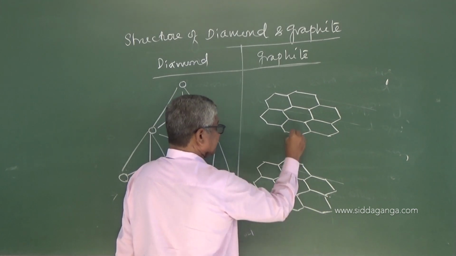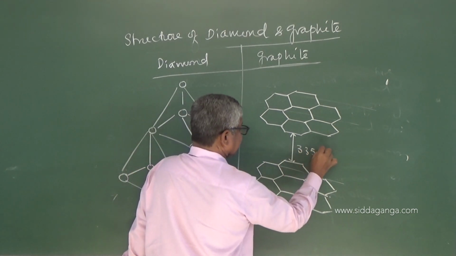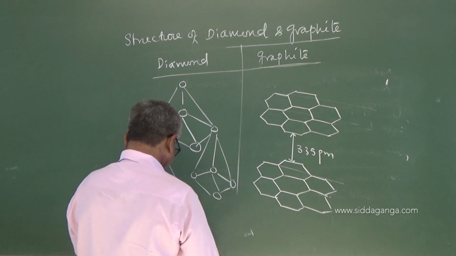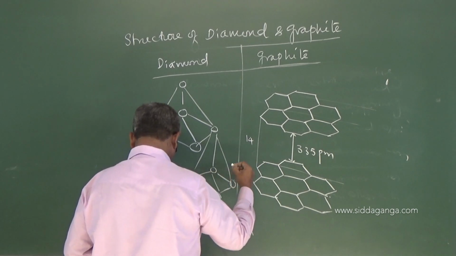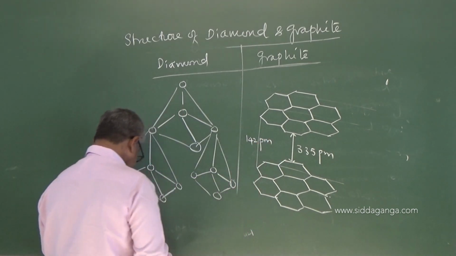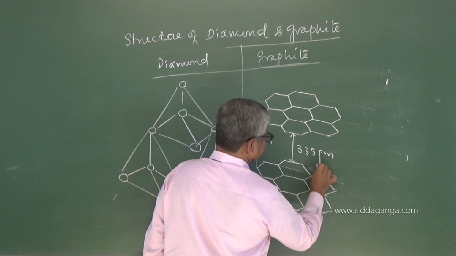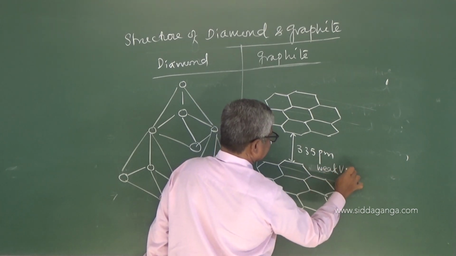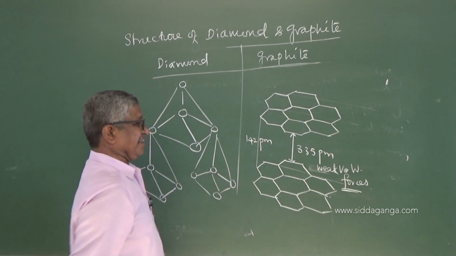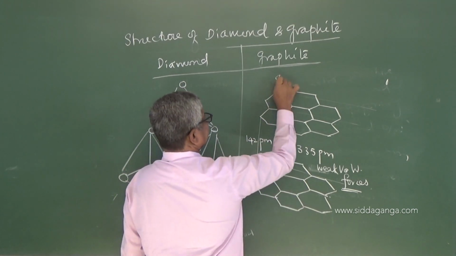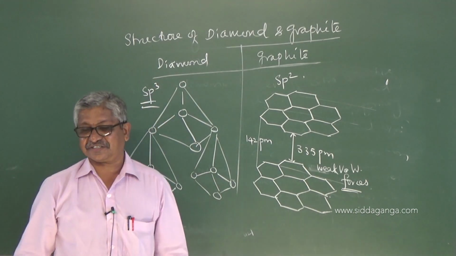The distance between the two layers is about 335 picometer. The carbon-carbon bond length is about 142 picometer. The layers are attracted by weak van der Waals forces. This is graphite with sp2, and this is diamond with sp3 hybrid orbitals.